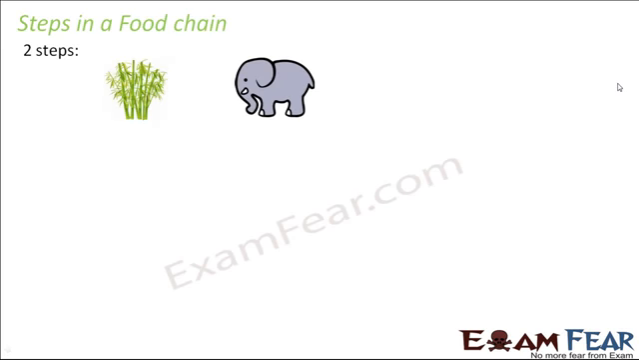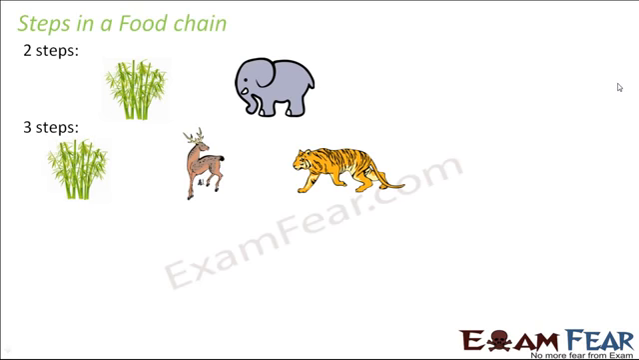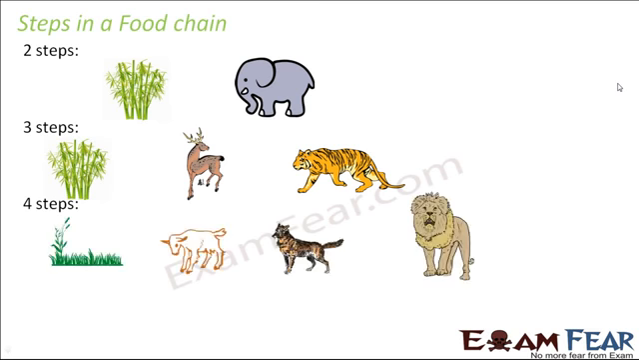So in a 2-step food chain, what can happen? It will start with the producers, and the producers will be eaten up by a herbivore, for example, an elephant eating plants. A 3-step food chain has a producer, a herbivore, as well as a carnivore: the plants eaten up by a deer, which in turn is eaten up by a tiger. A 4-step food chain involves a producer, a herbivore, a primary carnivore, and a secondary carnivore. So you see here plants eaten up by the goat, which in turn is eaten up by the wolf, which in turn is eaten up by the lion.